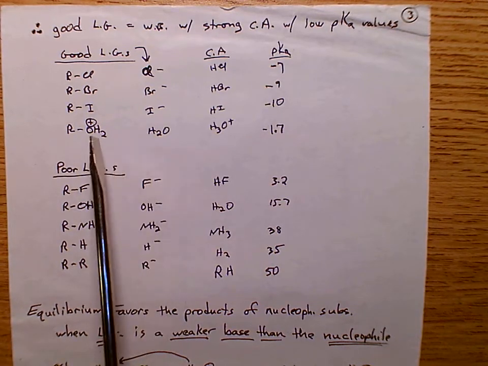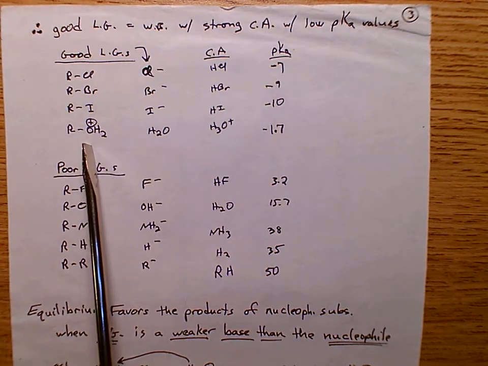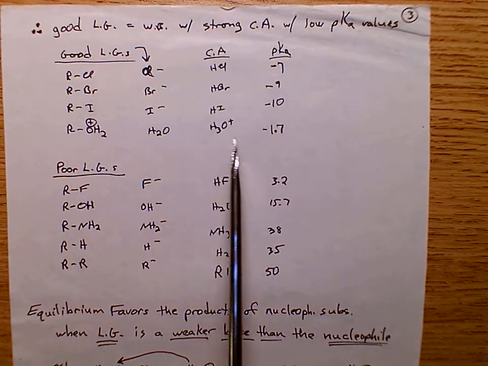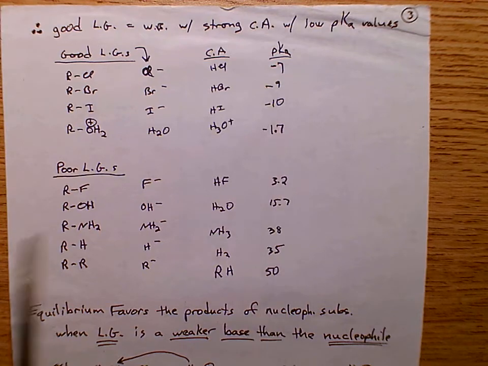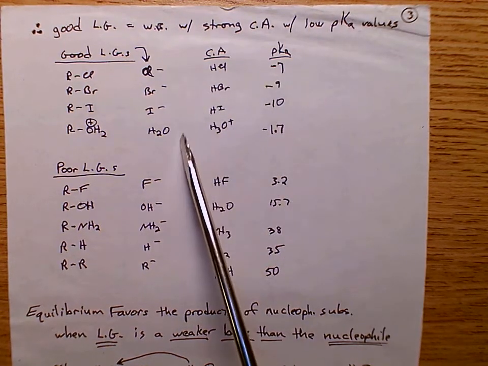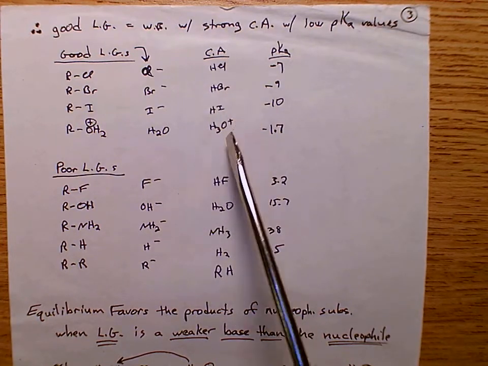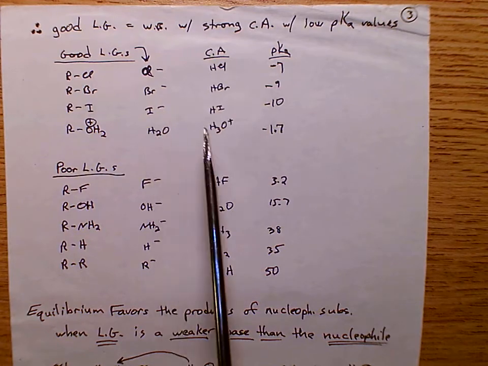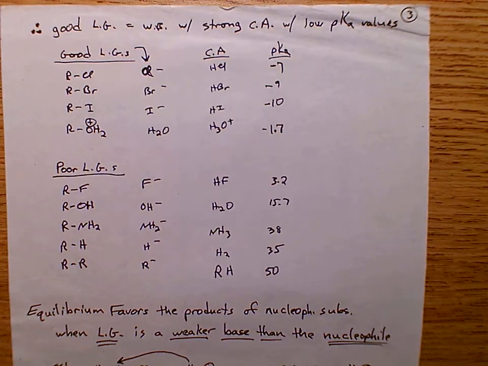Right, and here's OH2, H2O. If we have this beast here and it leaves, it's H2O. The conjugate acid of H2O is H3O plus, pKa -1.7. So anything that's a good leaving group means it has a conjugate acid that has a negative pKa. If the conjugate acid of your leaving group has a negative pKa, it's a good leaving group.